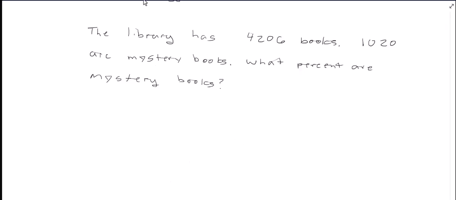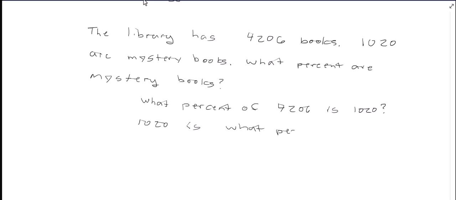Okay, the library has 4,206 books. 1,020 are mystery books. What percent are mystery books? So what is our basic percent question? We need to know what percent of 4,206 is 1020. That's one way to write it. Or you could say 1020 is what percent of 4,206. Either of those are fine.